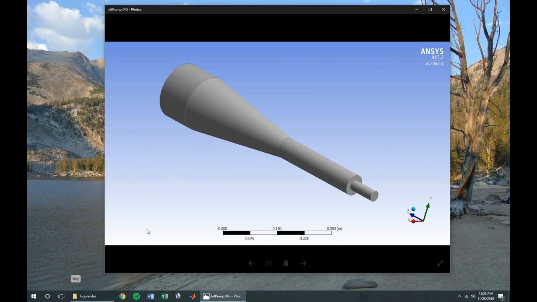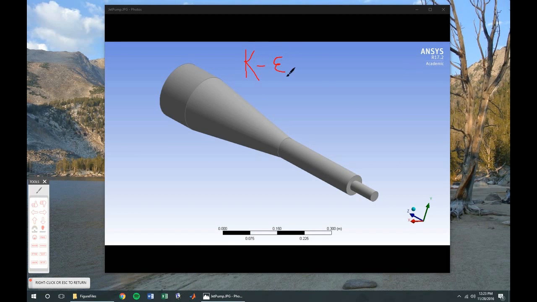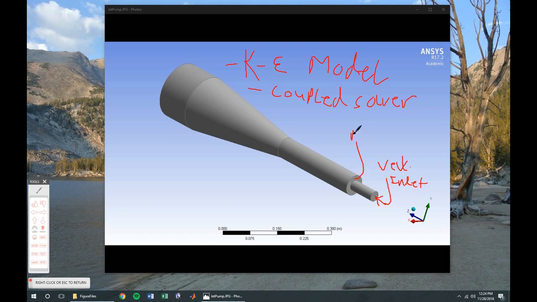In Fluent, I chose to use a K epsilon turbulence model, and also a coupled solver, because that created the best results to come up with the most realistic model. Also in Fluent, I selected the jet inlet to be a velocity inlet, and the pump inlet to be a pressure inlet. This allows the jet to push fluid through the pump and then out the outlet.